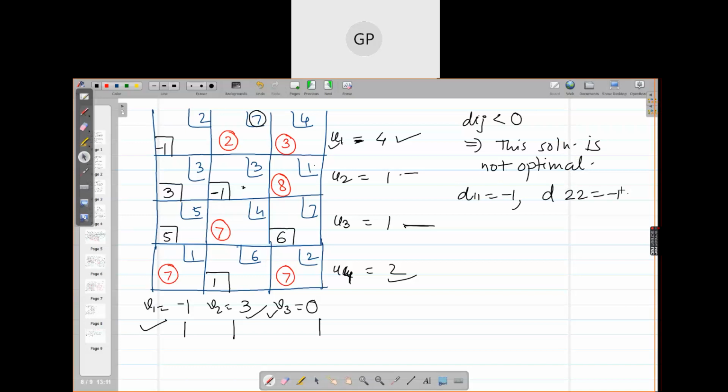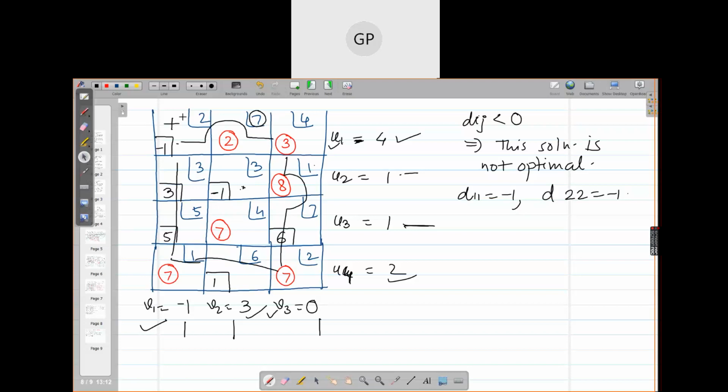So tell me which cell I should go for. 2, 2, D22. Okay. D22 if I choose, I will form a loop like this. I can form a loop like this also. Yes, let me just tell you, if I choose D11, then this will be plus. Then I can skip this cell. I can go here. I can skip this cell. I can go here. And this is my loop.